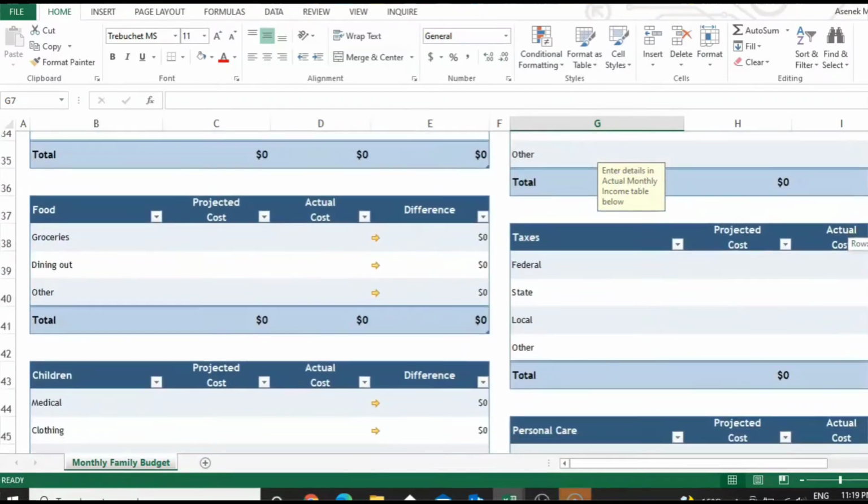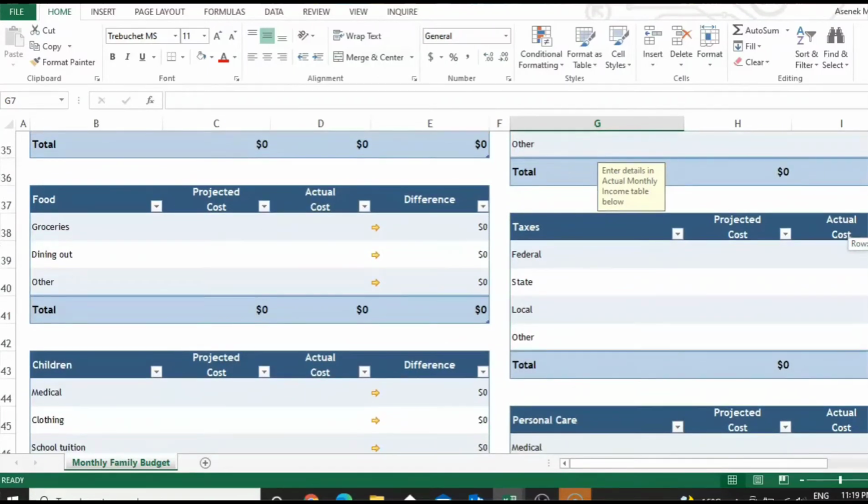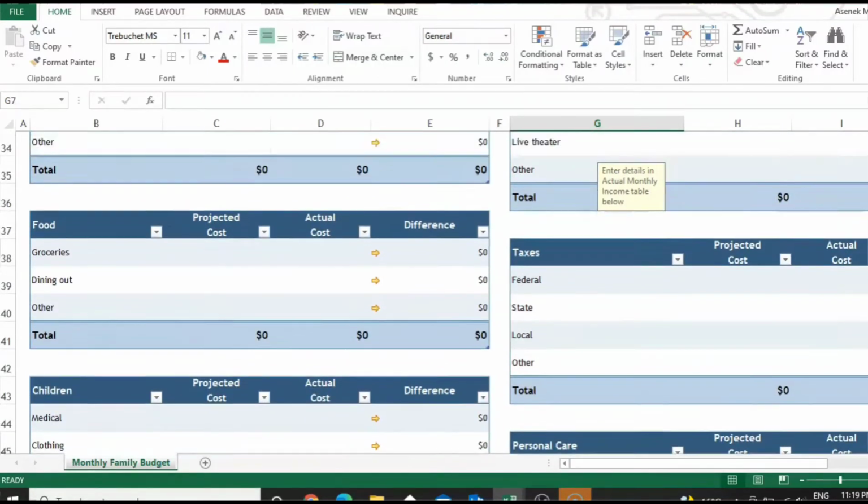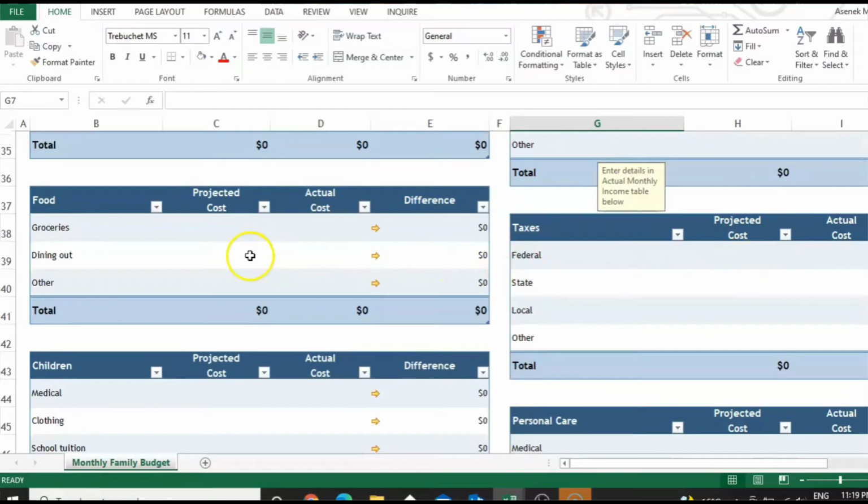And then food. Food seems to be one of the biggest costs in any family. So it's important to enter each month your grocery expense in this category. Enter the projected cost and the actual cost. Enter the amount that you also spend dining out. This will help you tell how much you're spending on groceries and on eating out compared to previous months.